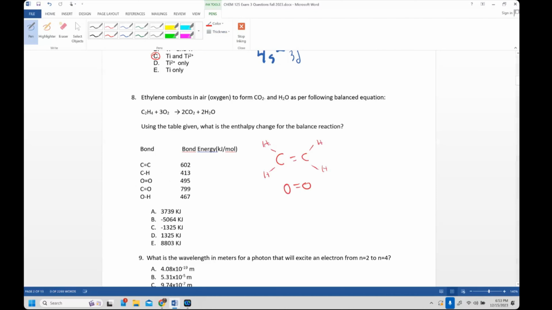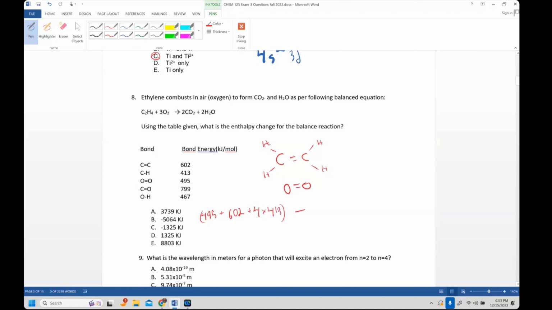And then oxygen, we know, is an O double bond O. These are the reactants. These are bonds broken. So what are the bonds broken here? We have obviously one of the O double bonds, so that's 495, plus a C double bond C, which is 602, plus 4 times our CH, which is 413.